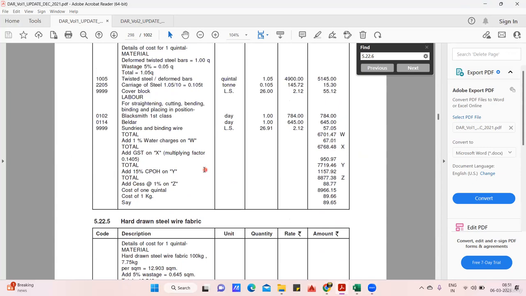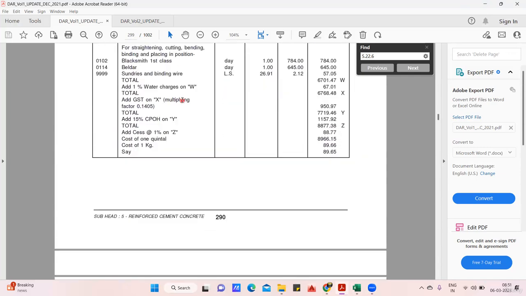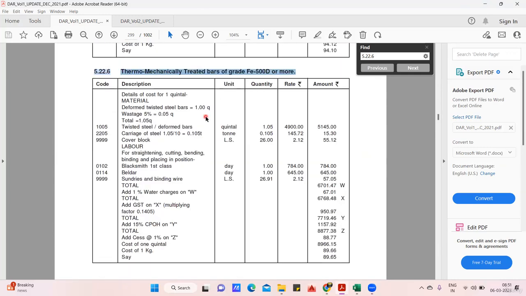Hot drawn steel wire, which we don't use. Hot rolled also we don't use. We go with the HYSD bar, that is, TMT bars. Okay. Fine. Now we'll start with the rate analysis of this.